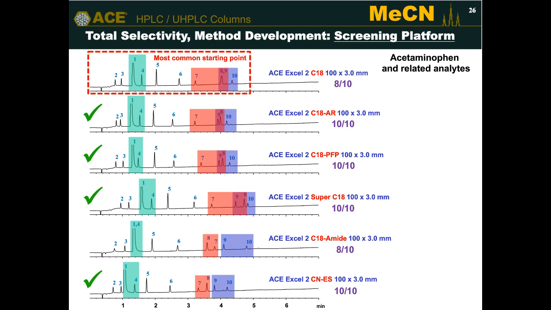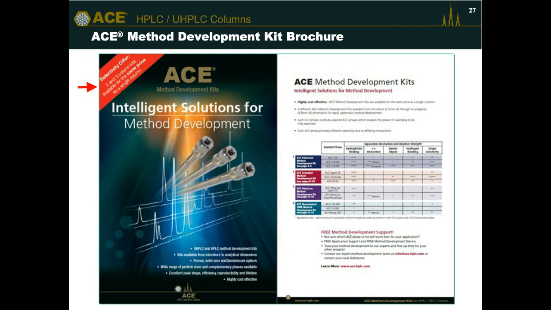Now, we have a method development brochure which gives you more information on the phases that I've talked about, and also you can see there the table of mechanisms of interaction is also within that brochure to help you understand the different column chemistries and how we design them.